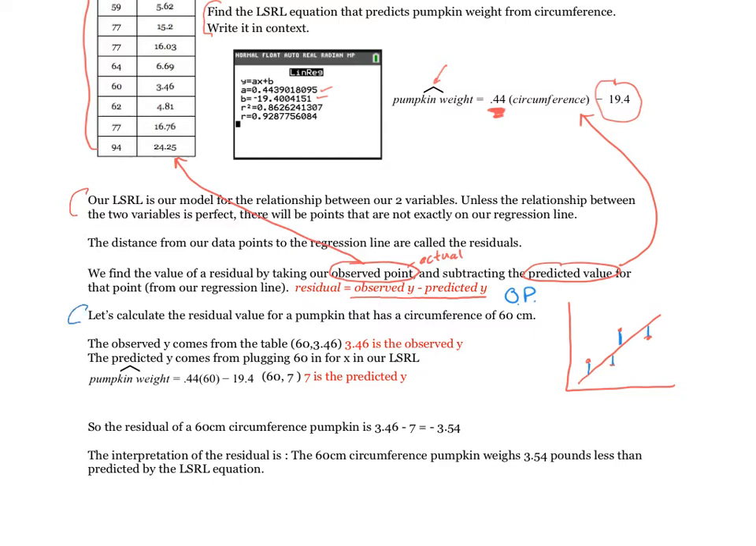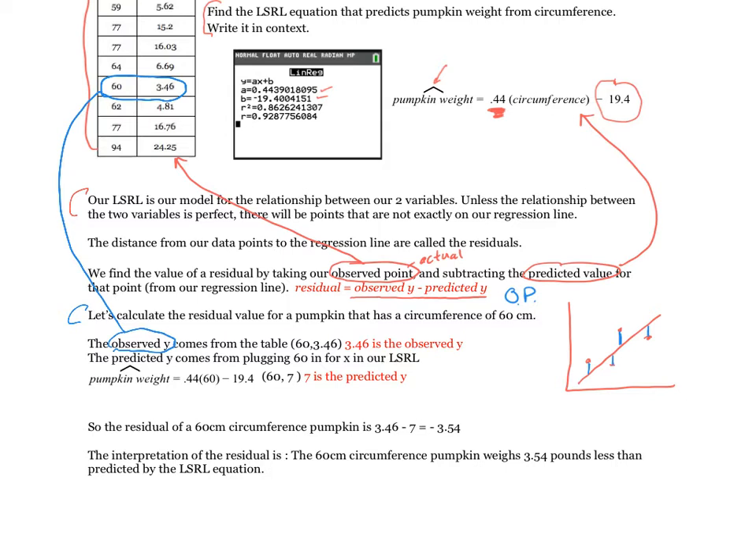So let's do an example. Let's calculate the residual value for a pumpkin that has a circumference of 60 centimeters. Okay, well, the observed value I can find very easily by jumping up to our table and reading the y value. So a 60 circumference pumpkin was 3.46 pounds. Okay, so that's talking about an actual pumpkin that was in our data. Like we had the pumpkin, we weighed it, this is the weight.